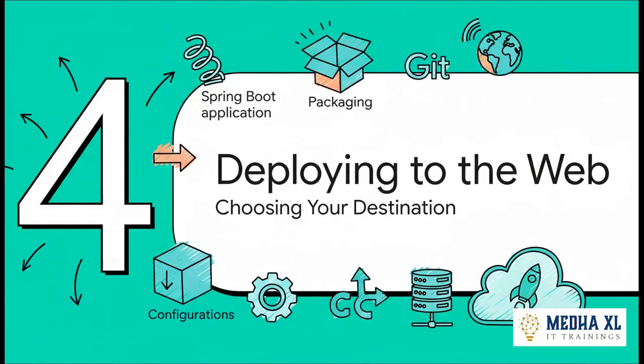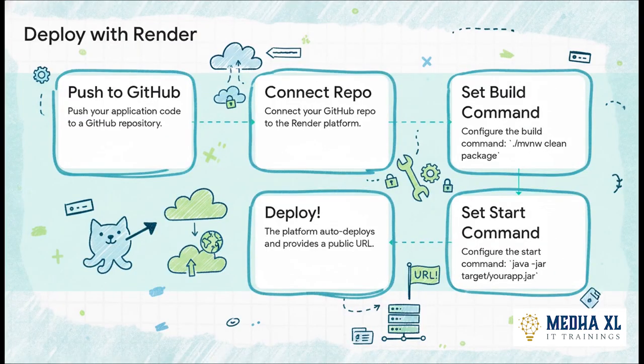We've got our packaged jar file, it's ready to go. Now for the most exciting part, deploying it to the web. It's time to pick a cloud platform and get our application live for the world to see. Platforms like Render and Railway have made this process unbelievably simple. All you have to do is push your code to GitHub, connect that repository to their platform, and just tell them how to build and run your app. They handle everything else, the servers, the networking, and then they just hand you a public URL. You can literally get your app online in a matter of minutes.